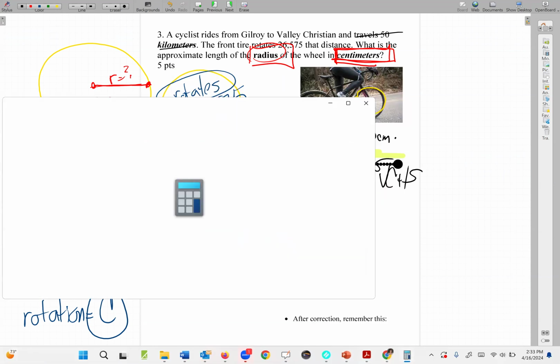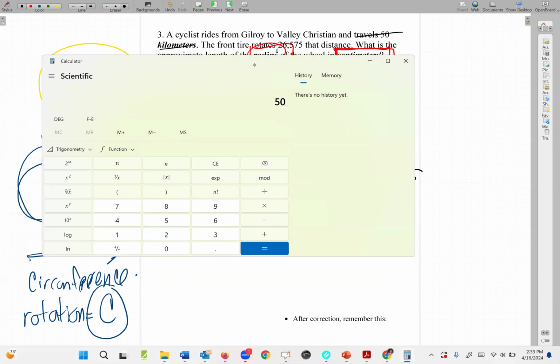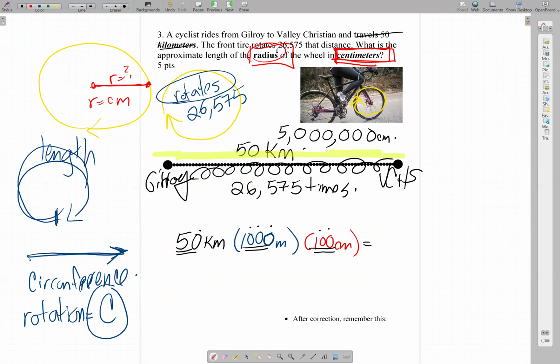For those of you who are a little paranoid about that conversion, I can show you on a calculator. We're going to go 50 kilometers times 1,000 meters times 100 centimeters per meter. And there it is, 5 million. So in 5 million centimeters, our tire must rotate 26,575 times.